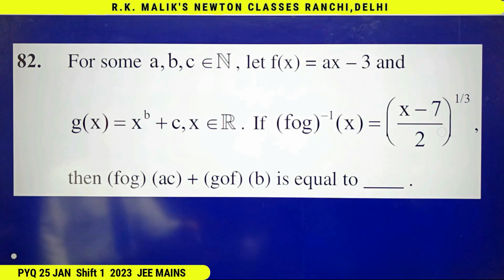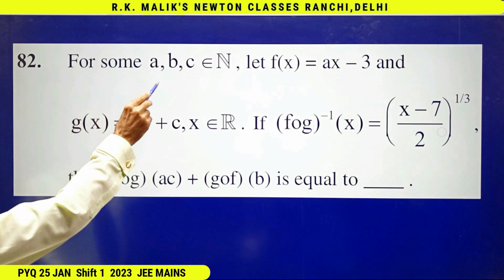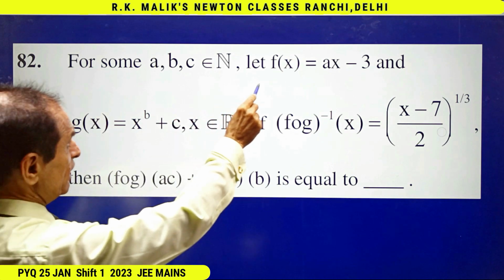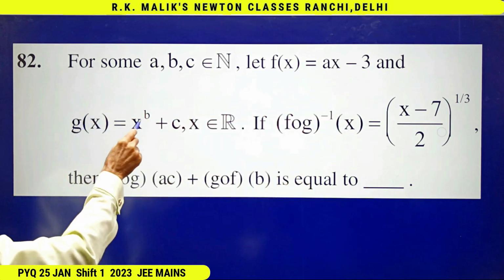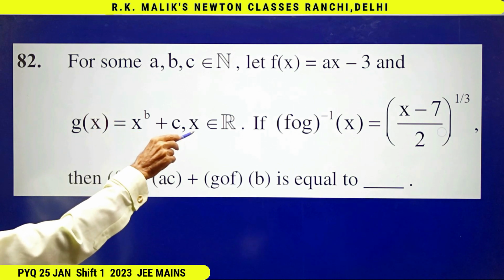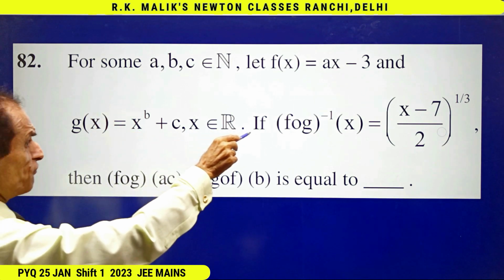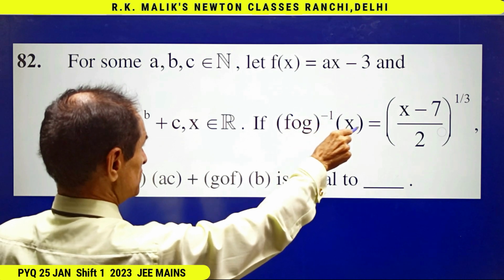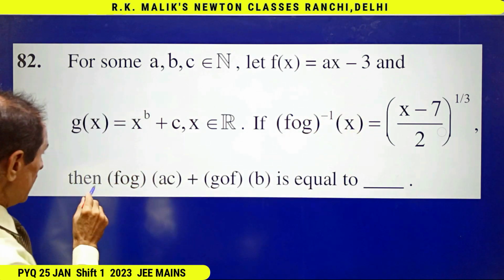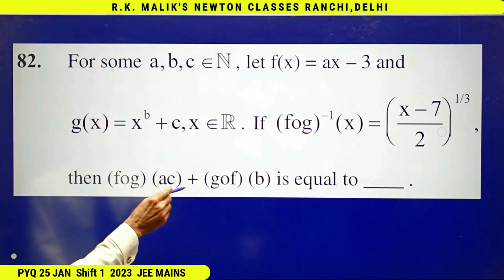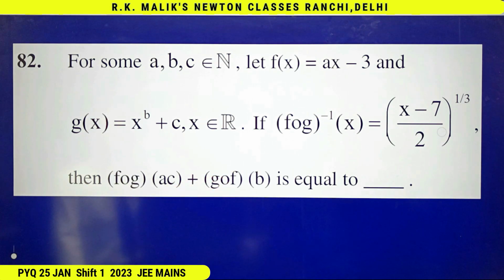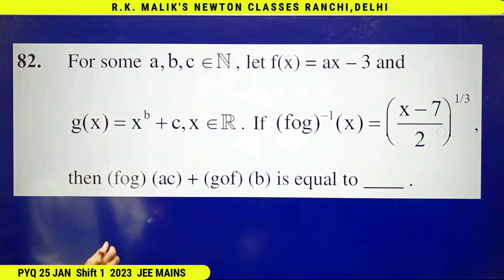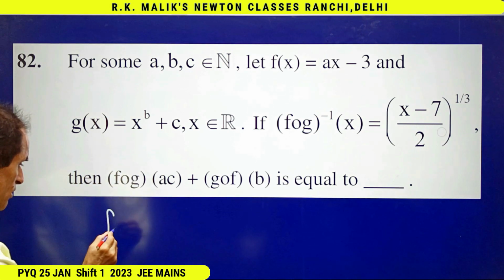In this question, it is given that for some a, b, c belonging to N, let f(x) is equal to ax minus 3 and g(x) is equal to this thing where x belongs to R. If f∘g inverse of x is equal to this, then f∘g(ac) and g∘f(b) is equal to dash. You have to fill in the blank.